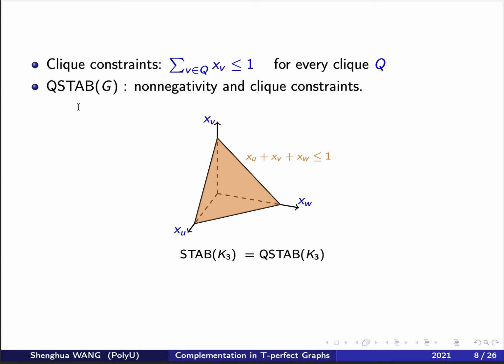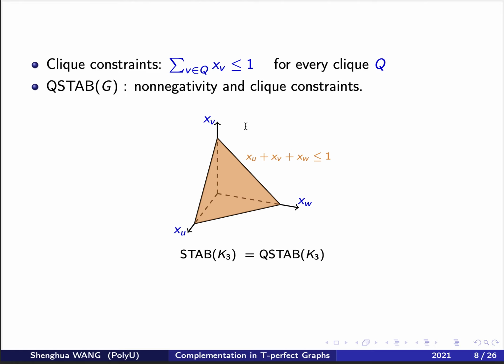And the clique stable set polytope of the graph is given by the non-negativity and the clique constraints. Based on this clique stable set polytope, we could check that the stable set polytope of K3 is equal to the clique stable set polytope of K3. Therefore, we found the defining linear system for the stable set polytope of K3, given by just these two kinds of constraints. Therefore, we could find the independence number for K3 by using linear programming.